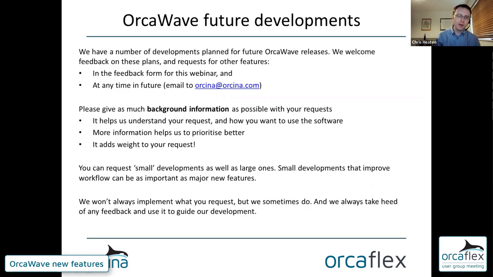Please, at any time, try and give us a bit of background information if you possibly can with your feature requests. It helps both us and you. It helps us to implement the correct thing and understand really what you're asking for. It also helps us understand the priority if we have a bit of information about the context. And of course, it adds weight to your request as well, which is the benefit for you. So if you can give us some information about what you want to use the feature for, how you want to use it, it will certainly add some weight to your request over and above a one line answer.